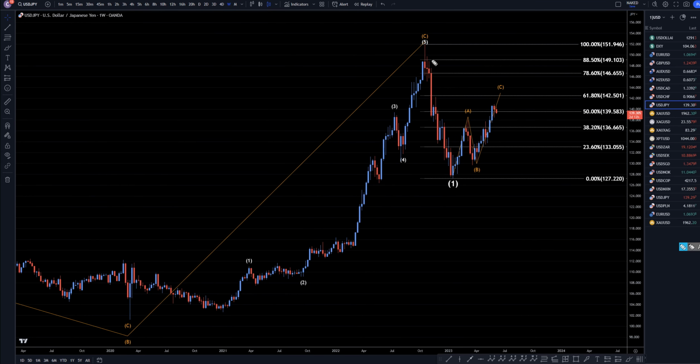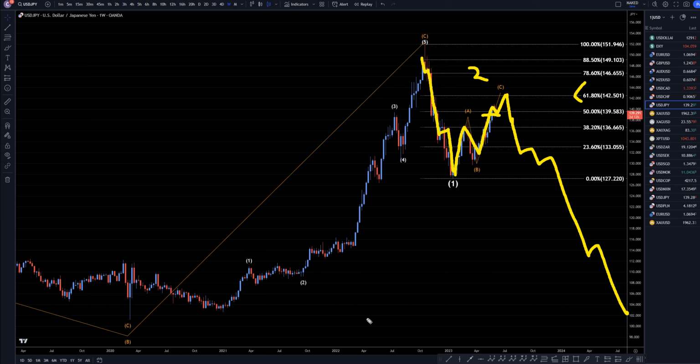On the weekly time frame, I think this first section down could be a wave one. I still am looking at this move up as possibly an ABC correction. So if it does make a big bounce off one of these fib levels and take out structure to the downside, that will tell me that it's the end of a wave C, the end of a wave two, and the continuation of the downtrend.